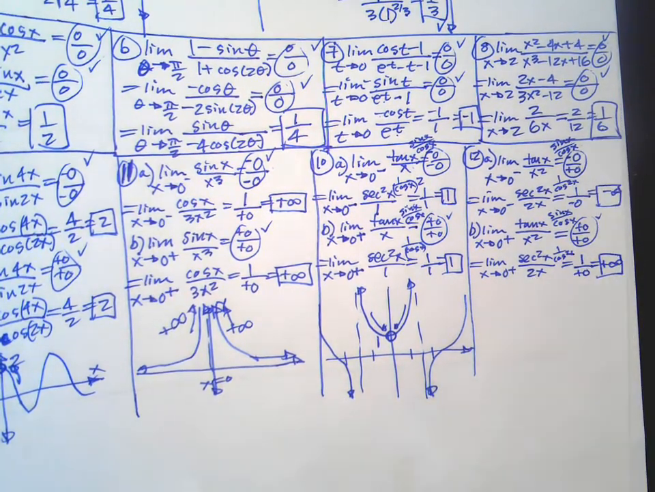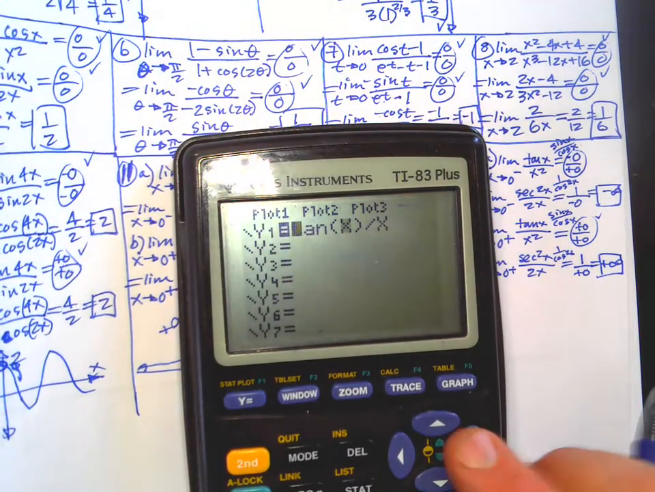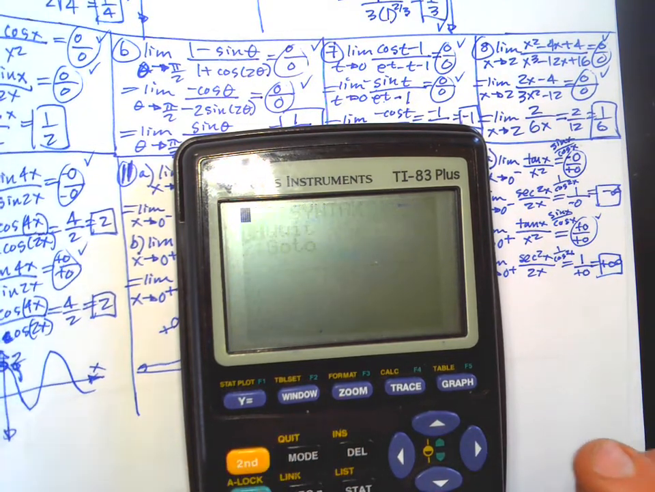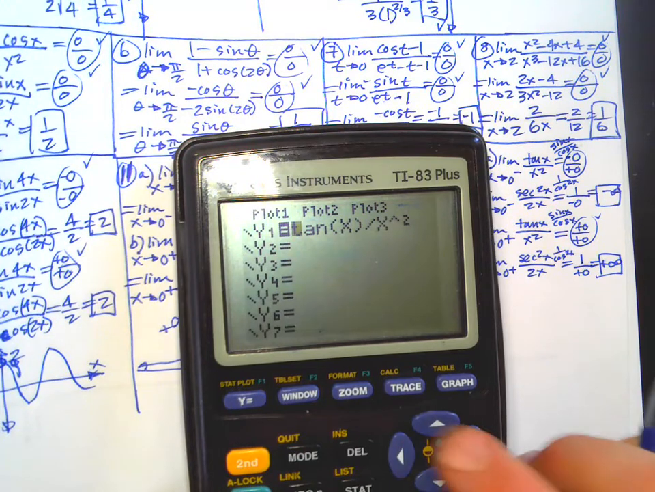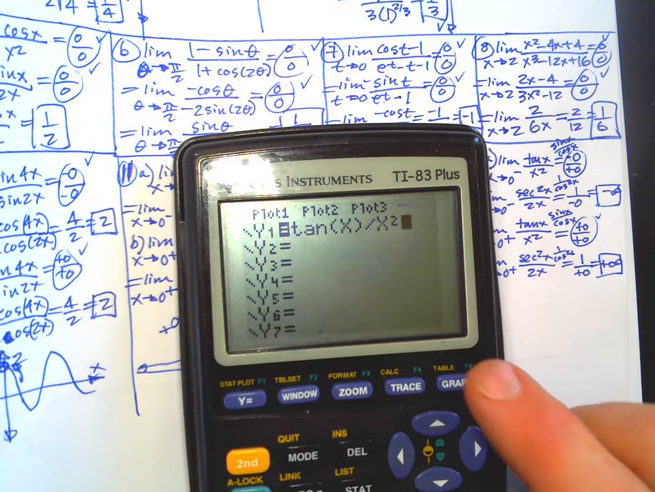So the graph of this is tangent x over x squared. Graph it. Nope, doesn't like that. I should have just said square. I did caret squared, caret 2. Graph it.